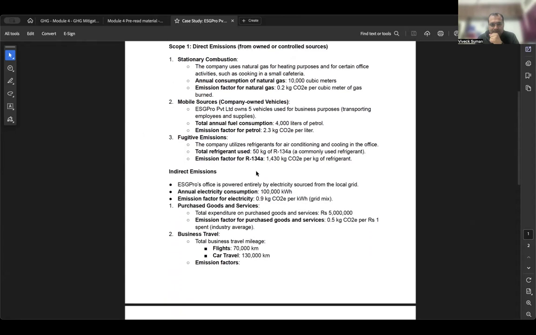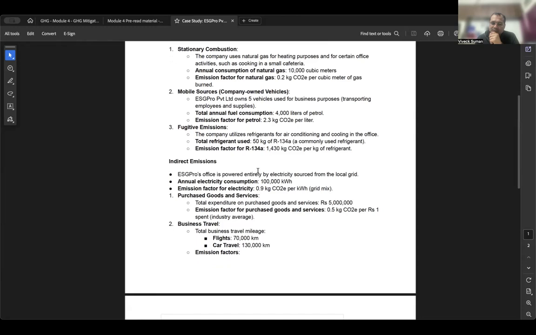And the third one is the fugitive emissions. The company utilizes refrigerants for air conditioning and cooling in the office. The total refrigerant used is about 50 kg of R134A, a commonly used refrigerant. Emission factor for R134A is about 1,430 kg CO2 equivalent per kg of refrigerant.